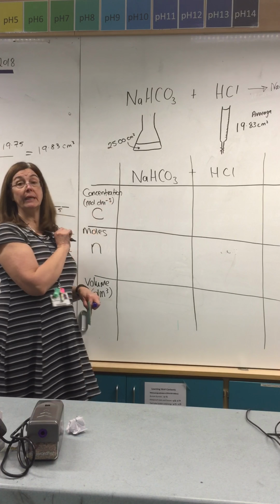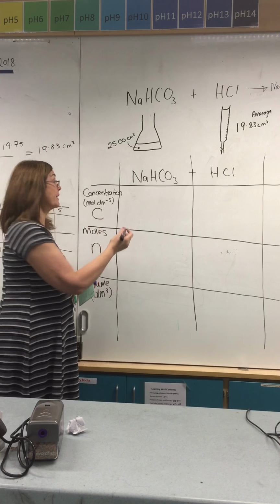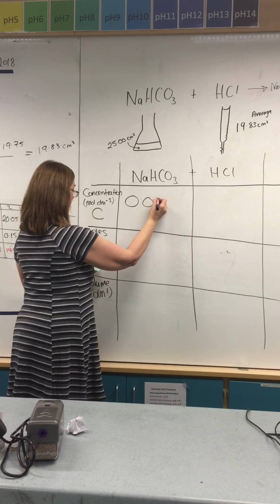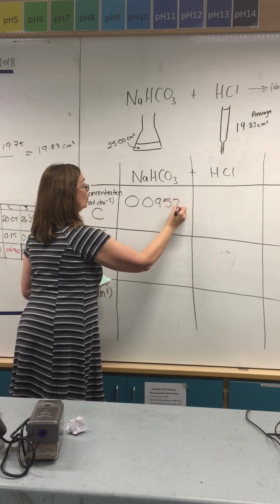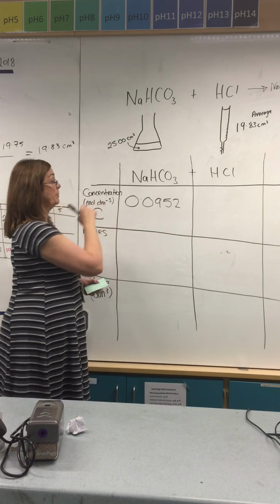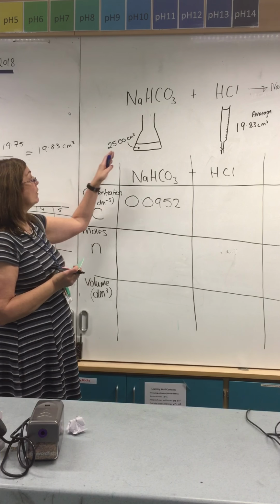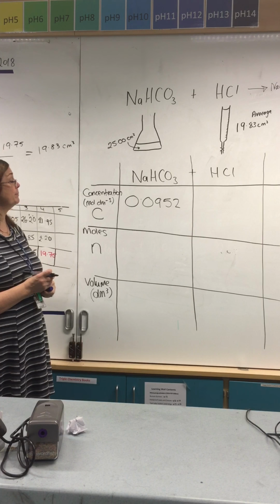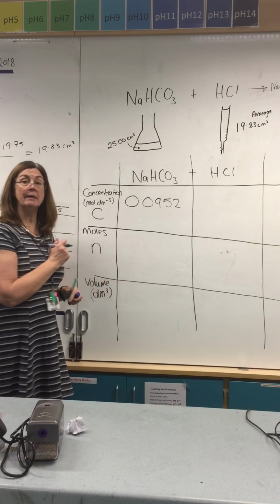0.0952, which I'm going to put in here. So it's something that I've calculated previously. So I know this concentration. 0.0952 moles per decimetre cubed. Because this was what I was pipetting out, this is my fixed volume of 25 centimetres cubed. So I can put that in my table.